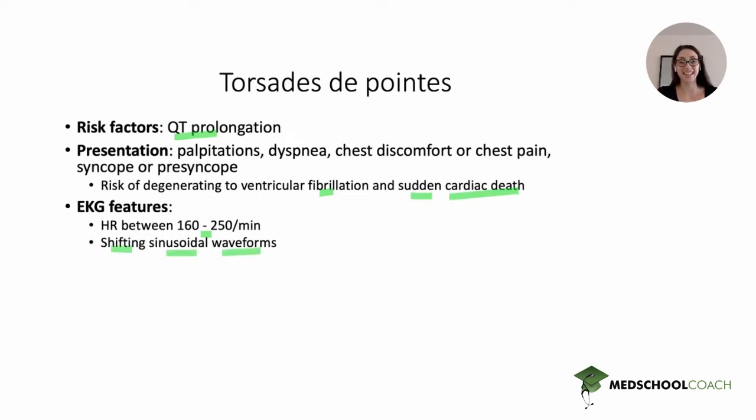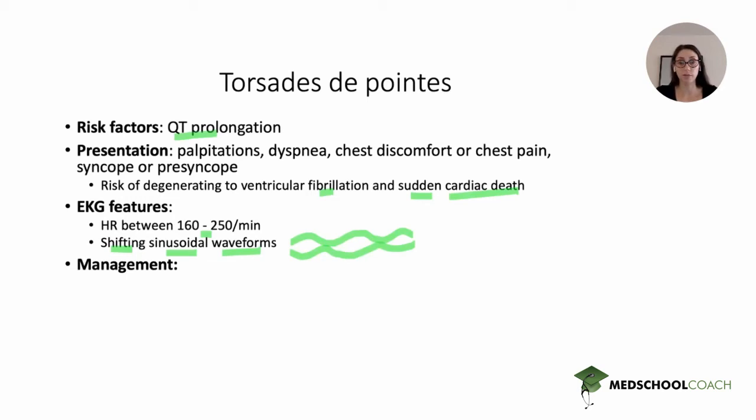So whenever you see that pattern, kind of the sinusoidal pattern of the rhythm, you should already be thinking about torsade. This is very classic. It's also sometimes described as a polymorphic ventricular tachycardia. So don't be tricked if you're looking for torsade and you don't see that, but you do see polymorphic ventricular tachycardia. That is still an appropriate description.